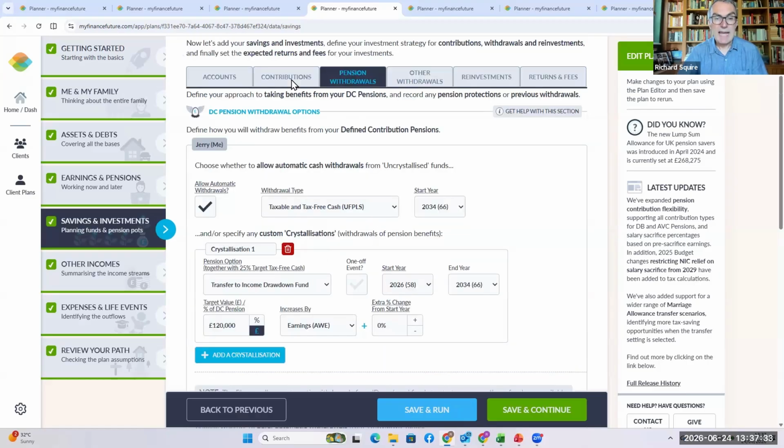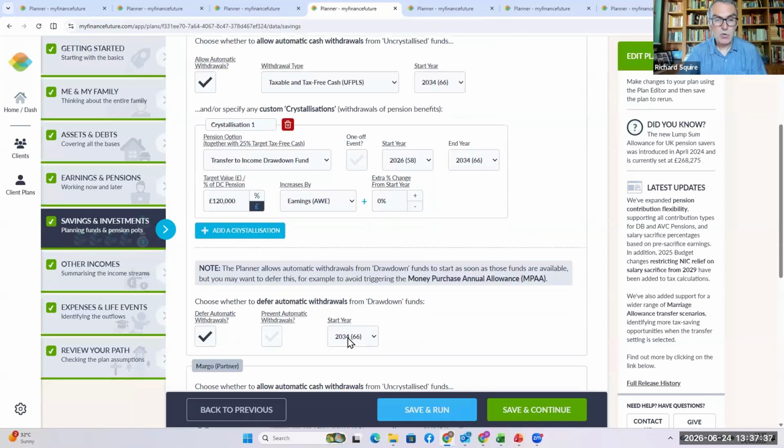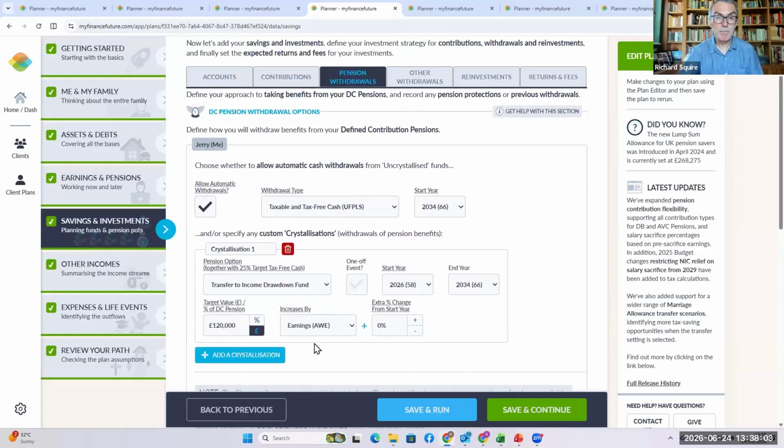So I added that as a custom contribution, and I've also put this flag on here, which defers automatic withdrawals. This will prevent the planner automatically withdrawing from Jerry's drawdown fund until a certain date, and this is his retirement date. So he'll retain his ability to carry on contributing to his pension at the same level and won't be restricted by the so-called money purchase annual allowance, or MPAA, until he retires, when he won't be contributing anymore.